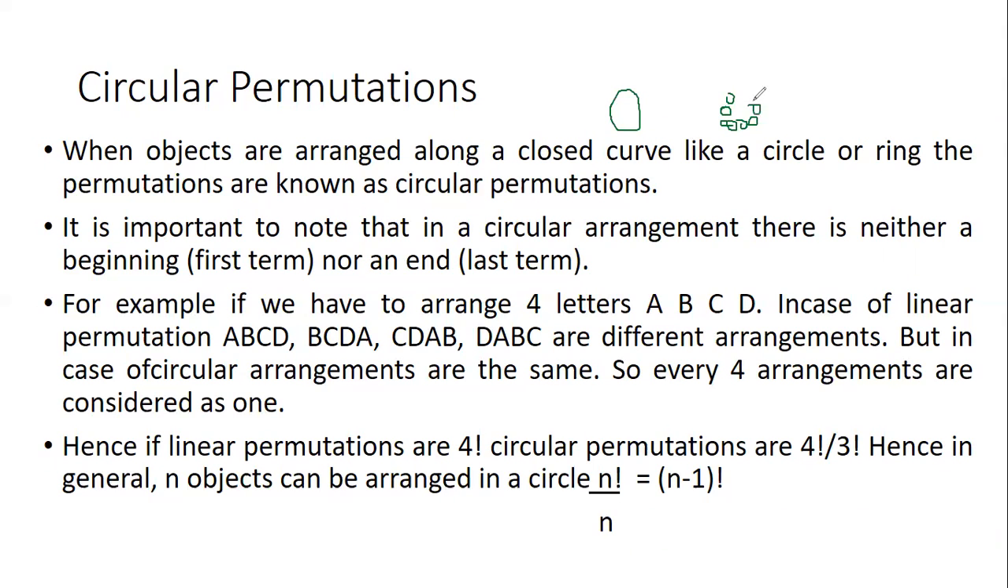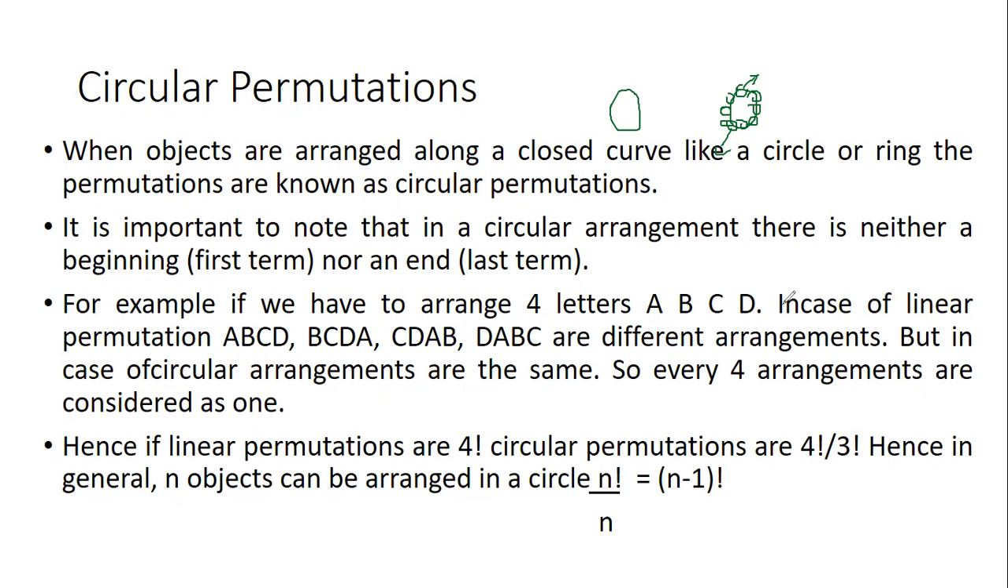Now since all the stones are in the circular format or in the closed curve, we will not be able to differentiate which is the first precious stone and which is the last precious stone. Okay, so that is not possible in circular permutation. So how do we solve the problem in such a case? There are two ways of solving the problem.